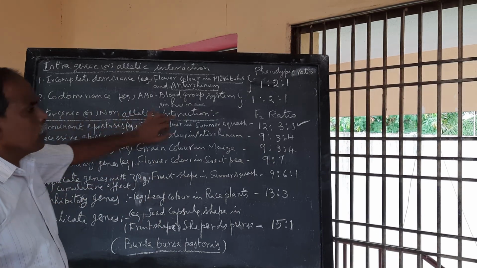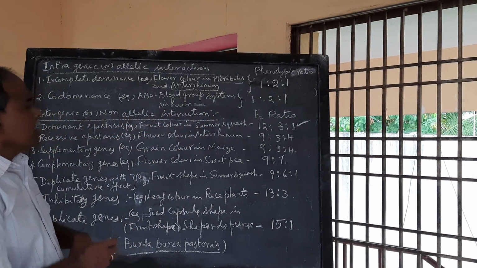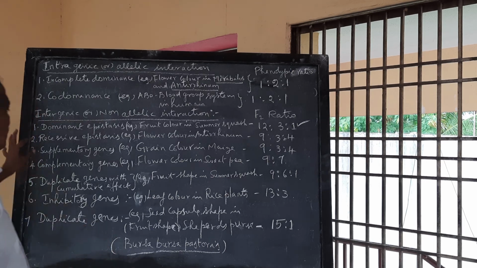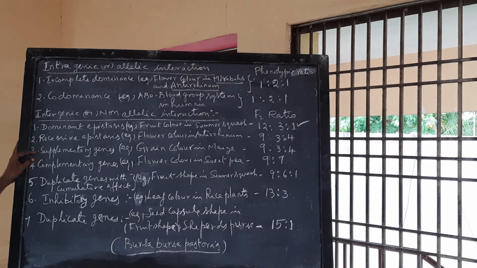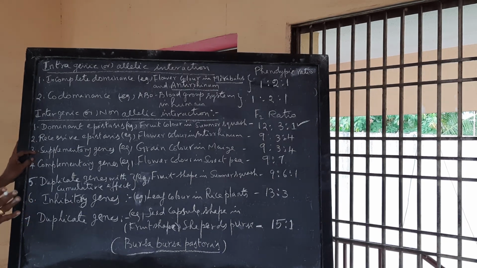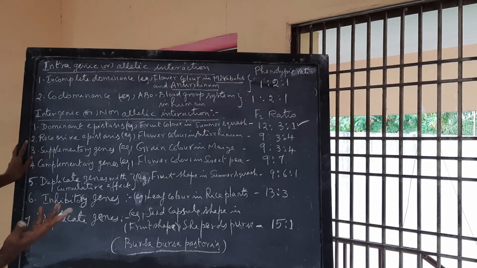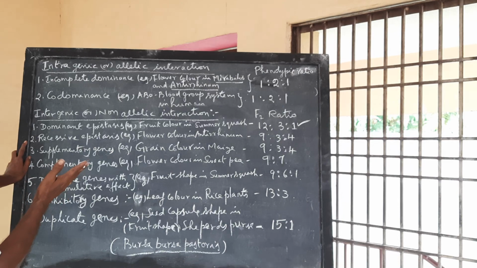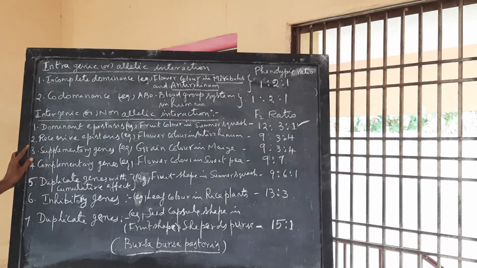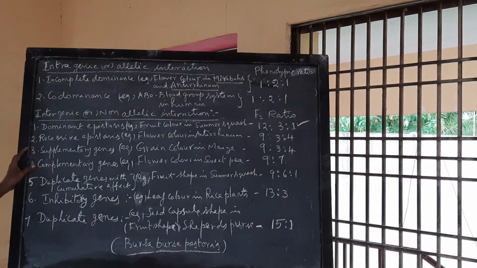Dominant epistasis example: fruit color in summer squash, 12:3:1. Recessive epistasis: flower color in Antirrhinum, 9:3:4. Supplementary genes: grain color in maize. Actually it's not maize, it should be sorghum, but I don't know why it is given like maize in your book. Anyway, maize 9:3:4. Complementary genes: flower color in sweet pea, Lathyrus odoratus, 9:7.